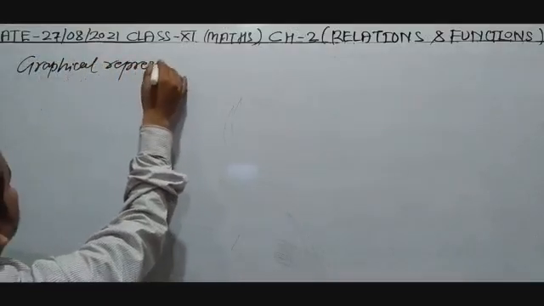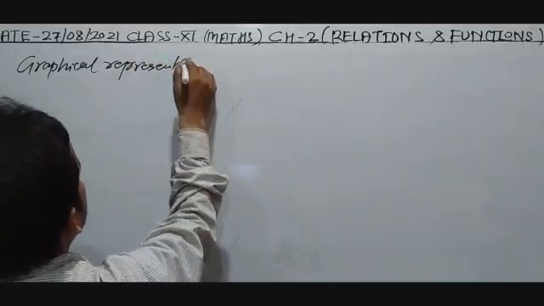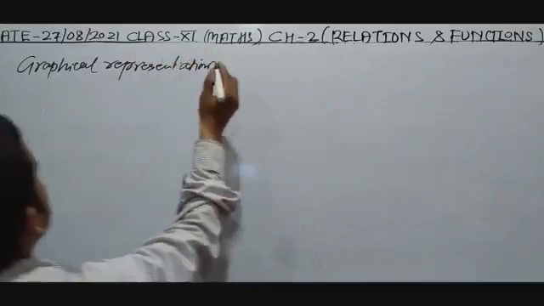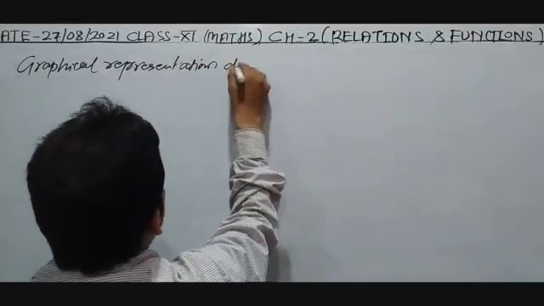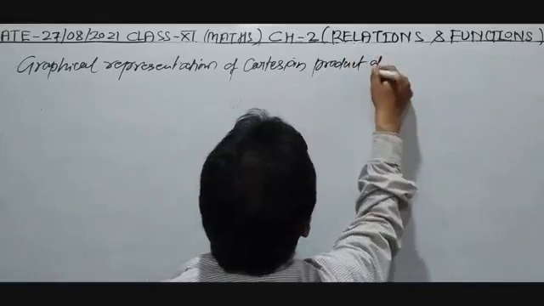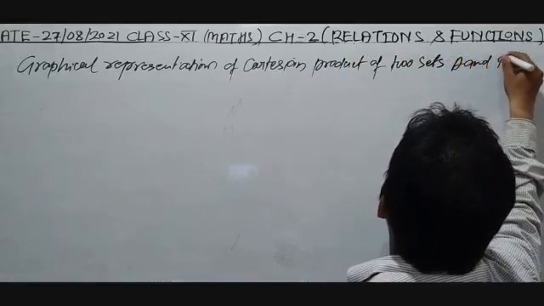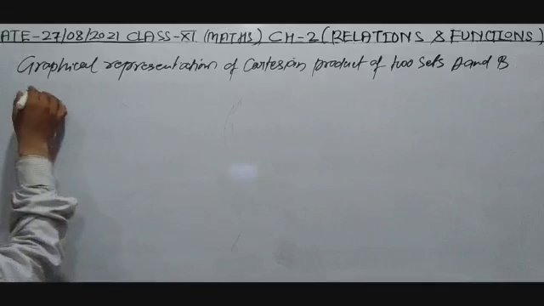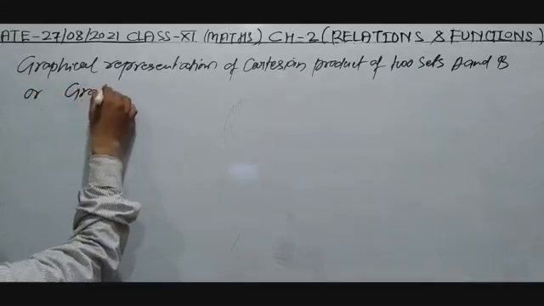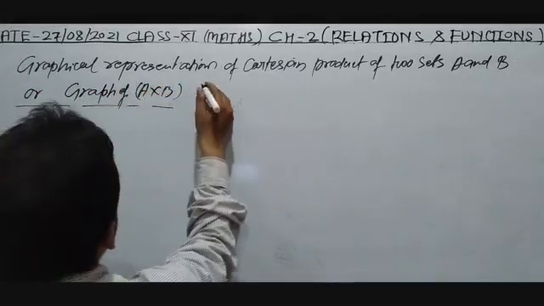Heading is graphical representation of Cartesian product of two sets A and B, or in simple words, graph of A cross B. This is the heading.